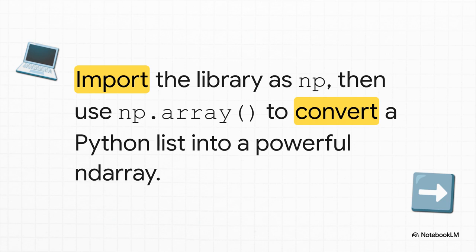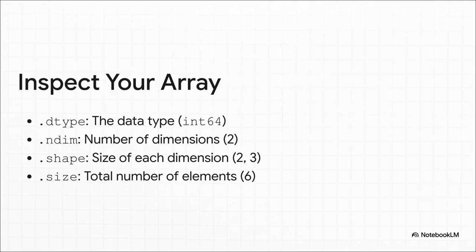And if you give it a list of lists, like we did here, it's smart enough to know you want a 2D grid. Now, once you've got an array, you don't have to print the whole thing out to see what's inside. You have these awesome little tools called attributes. Think of it like a dashboard for your data. .dtype tells you the data type, in this case 64-bit integers. .ndim tells you the number of dimensions, we've got 2. .shape is the blueprint, it tells you the size of each dimension, so here it's 2 rows and 3 columns. And finally .size gives you the grand total of elements, which is 6. This is incredibly useful for quickly understanding your data.